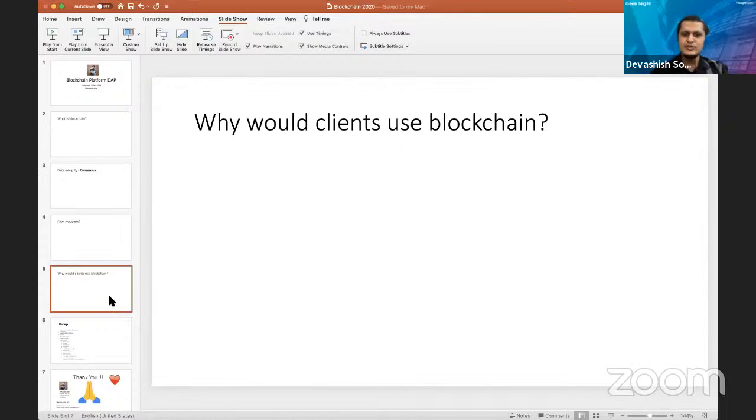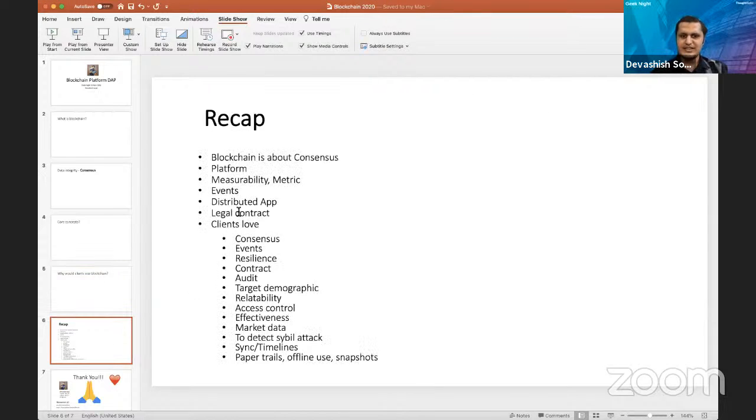So why would clients use blockchain? Let's just recap quickly. Blockchain is about consensus. We discussed the concept of platform, what measurability is, what events are, and distributed apps and legal contracts. Clients love events. They love resilience. They like contracts. They like to have consensus between their shareholders, the customers they provide services to, and what the terms of the service are.